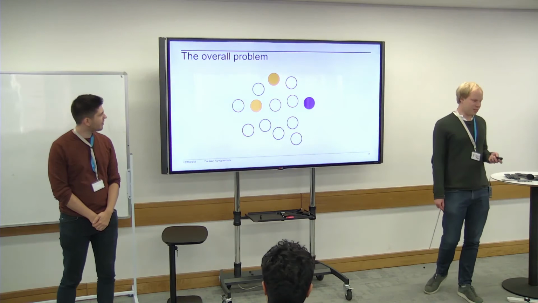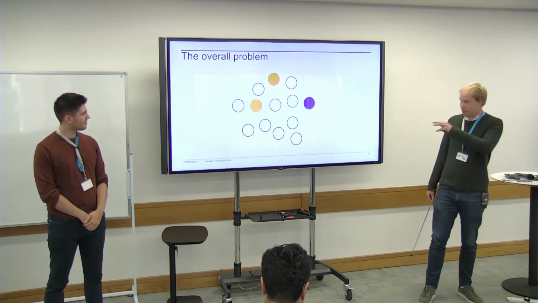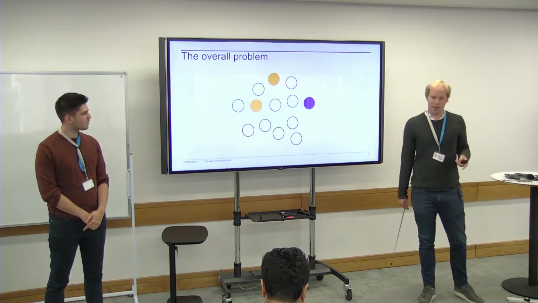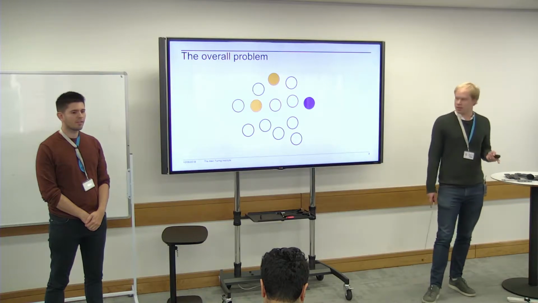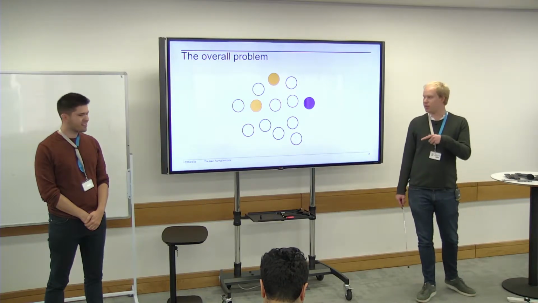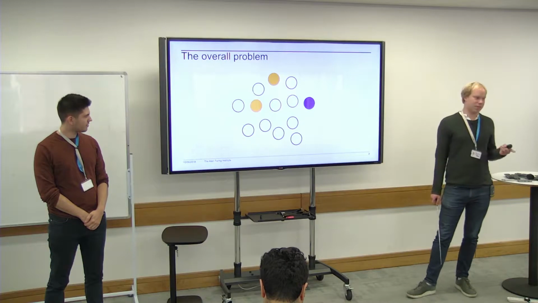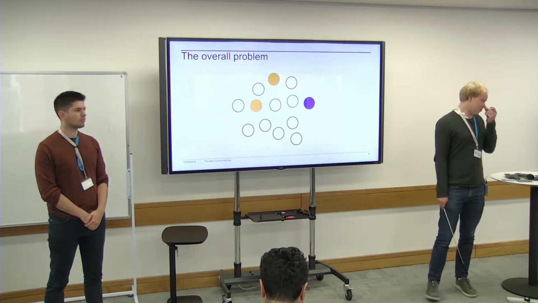The overall problem is that we have loads of data points scattered about. Some of them we have labels for, and some of them we don't. So in this case, blue is a label and yellow is a label, and we want to assign labels to the other points.